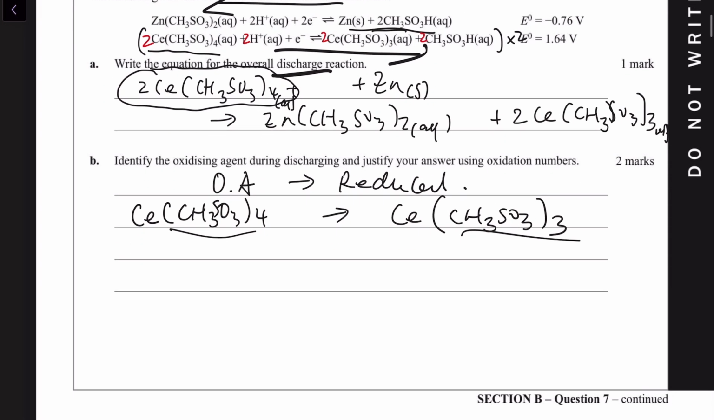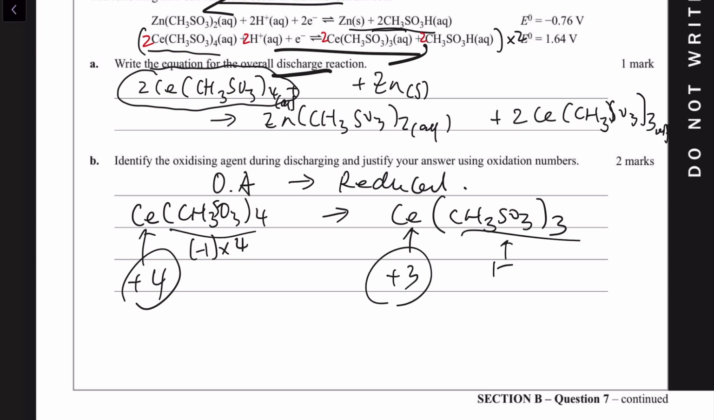Because the charge for this one is -1 times 4, to make this whole species balanced, the oxidation number for cerium must be +4. And here the oxidation number must be +3, since this is -1 times 3. So the oxidation number has decreased from 4 to 3, which means it has been reduced.